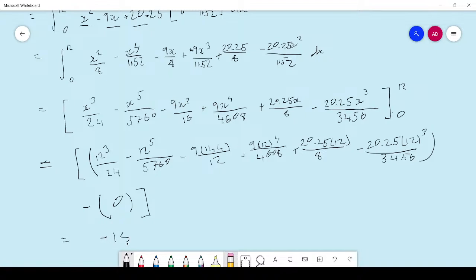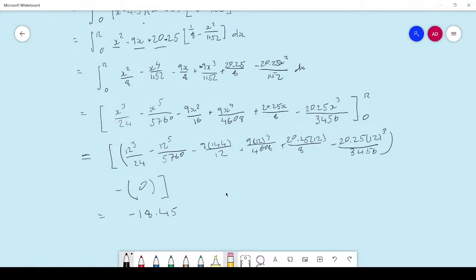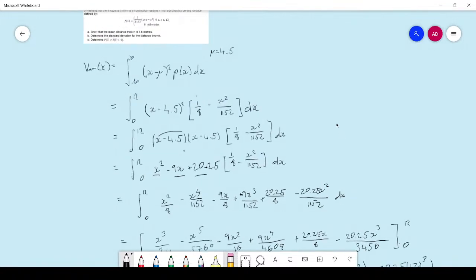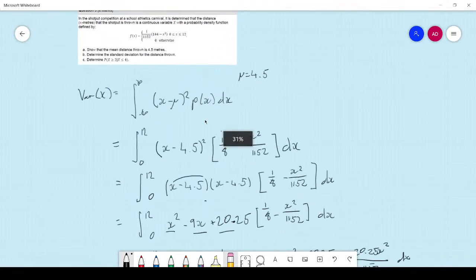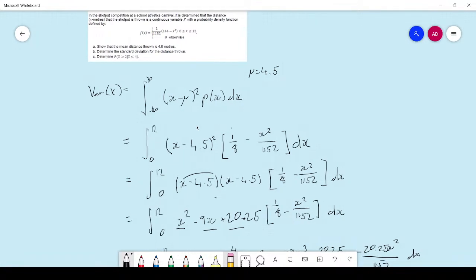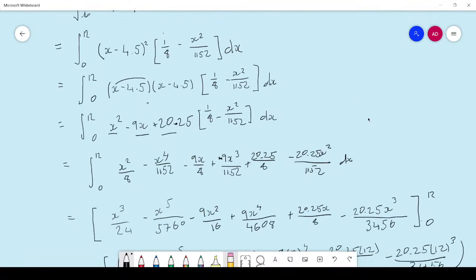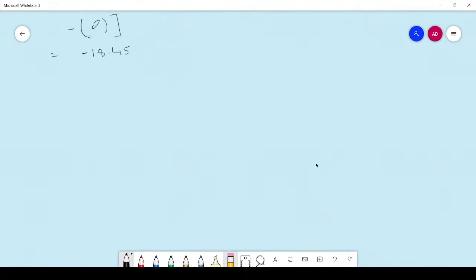That's not good. A negative value means we've made a mistake somewhere, probably on the calculator, typing this in. I don't believe we should have negative standard deviation. Let me have a look at what I typed on the calculator.